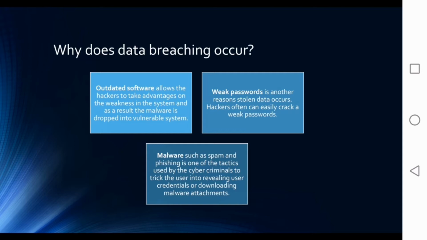So why does data breaching occur? Outdated software allows hackers to take advantage of weaknesses in the system, and as a result malware is dropped into vulnerable systems. In addition, weak passwords are another reason stolen data occurs. Other than that, malware such as spam and phishing is one of the tactics used by cyber criminals to trick users into revealing user credentials or downloading malware attachments.